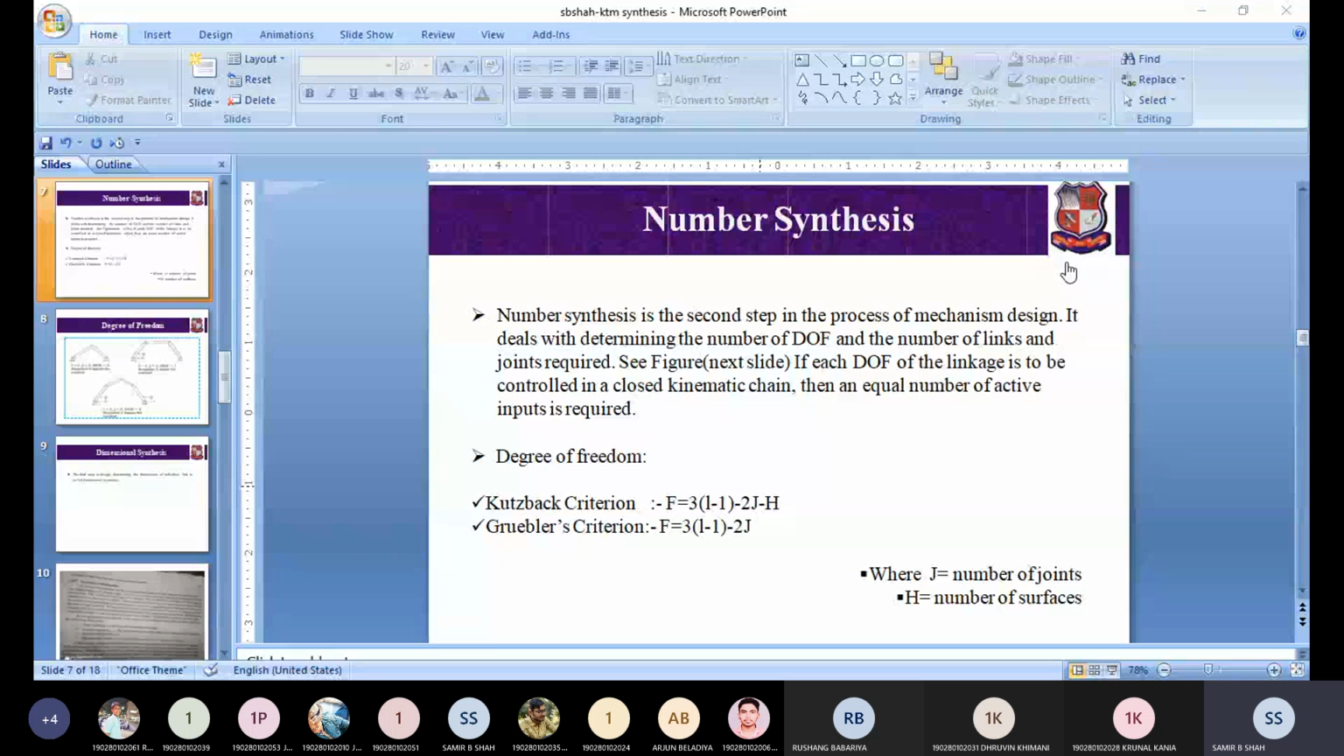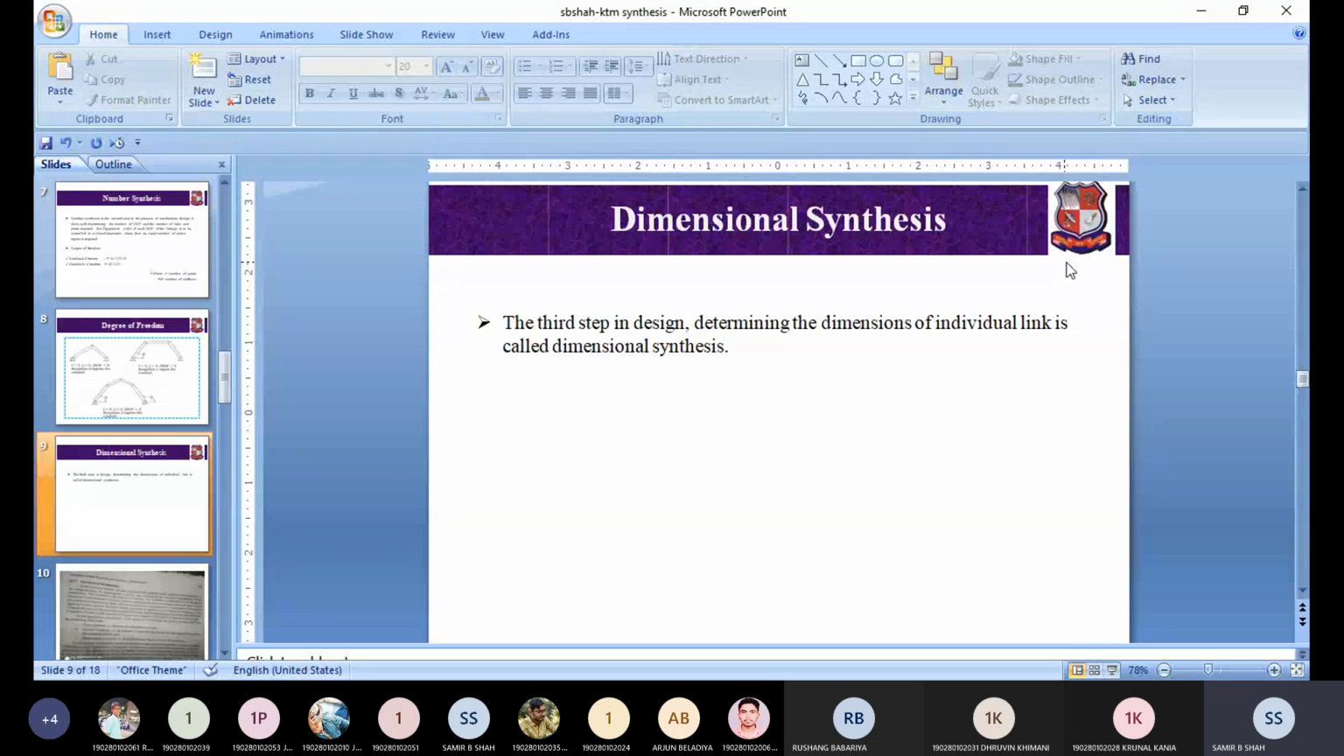Now the last synthesis, that is dimensional synthesis, the third step in design. Determining the dimensions of individual links is called dimensional synthesis. This is a very smooth and easy definition of dimensional synthesis. Just read each and every word: determining the dimensions of individual links is called dimensional synthesis.